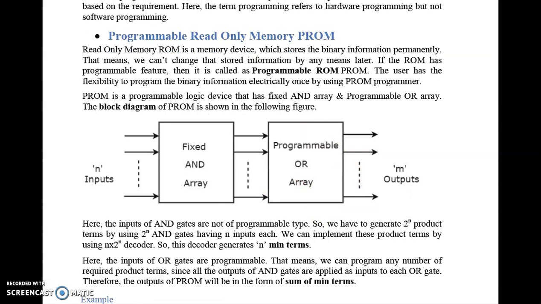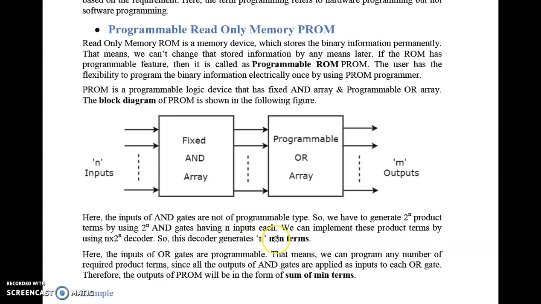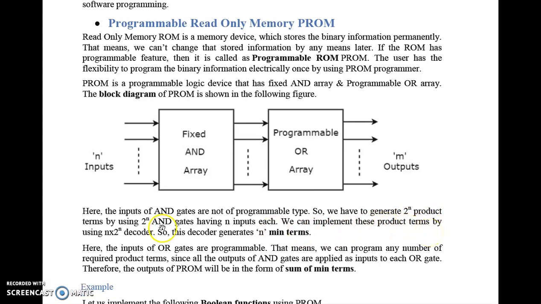Here the inputs of the AND gates are not of programmable type because all the AND gates are fixed. So we have to generate 2 raised to n product terms by using 2 raised to n AND gates having n inputs each. We can implement these product terms by using the n into 2 raised to n decoder. So this decoder generates the n min terms.